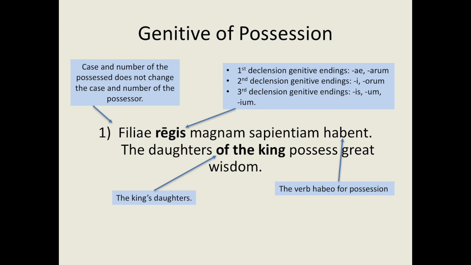Here's the answer. The plural of the sentence is Filiae regis magnam sapientiam habent. The daughters of the king possess great wisdom. Habet becomes the plural habent. Filia becomes filiae. The genitive does not change. For first, second, and third declension nouns, we know that the genitive of possession will have one of these endings: ae, arum, i, orum, is, ium.